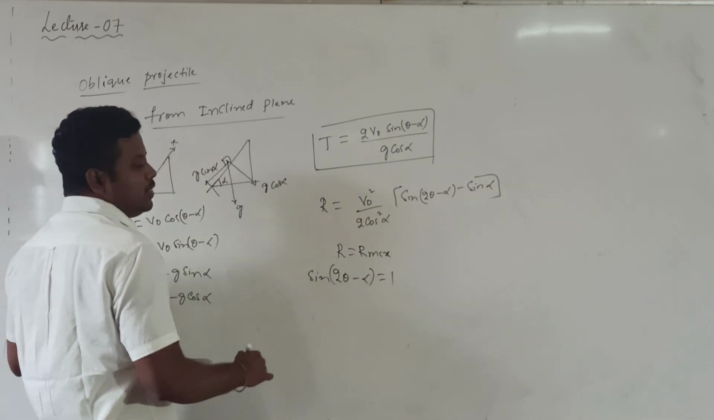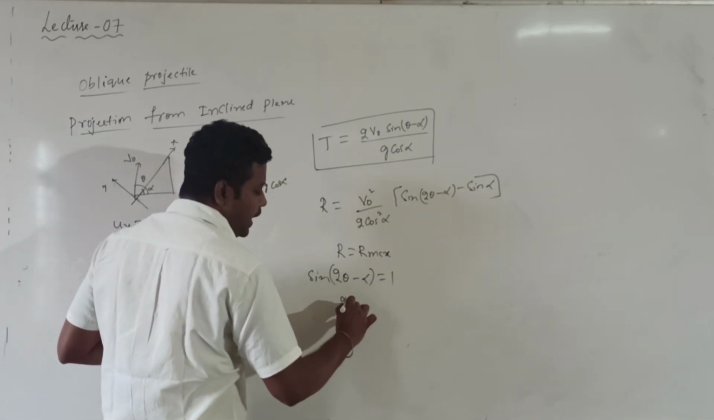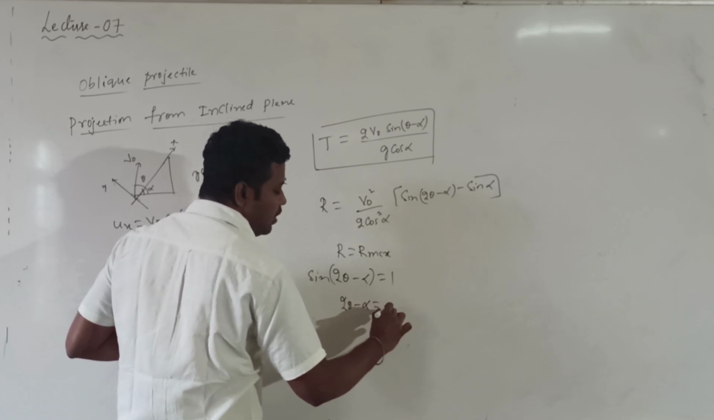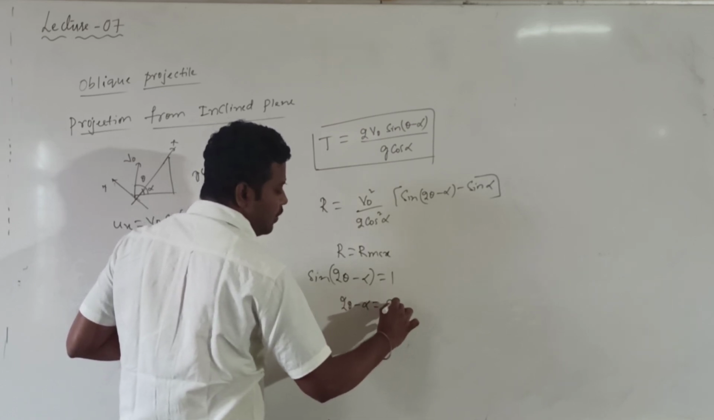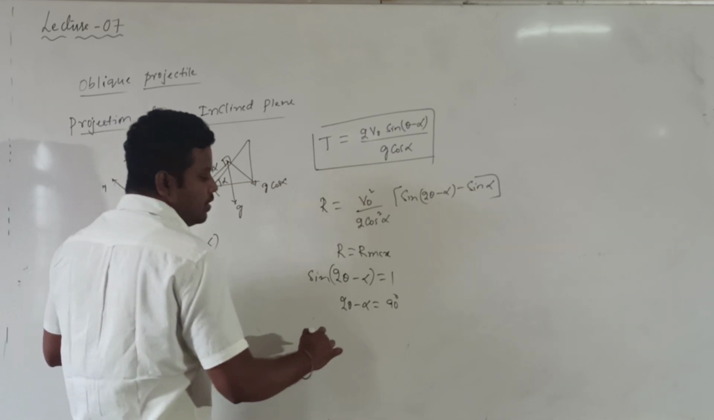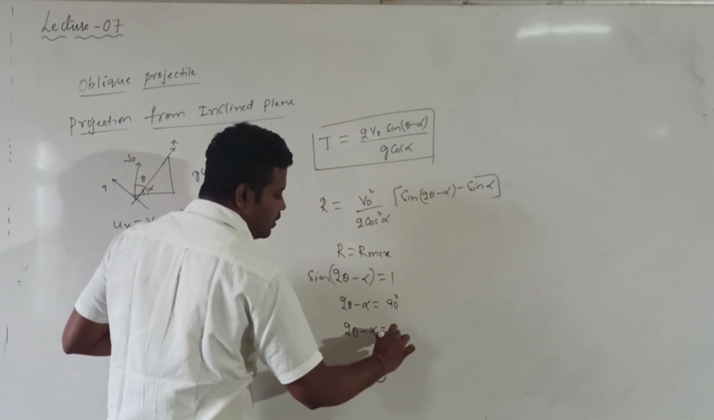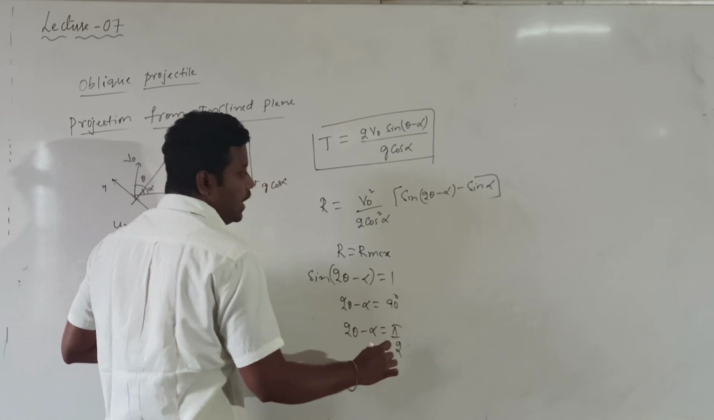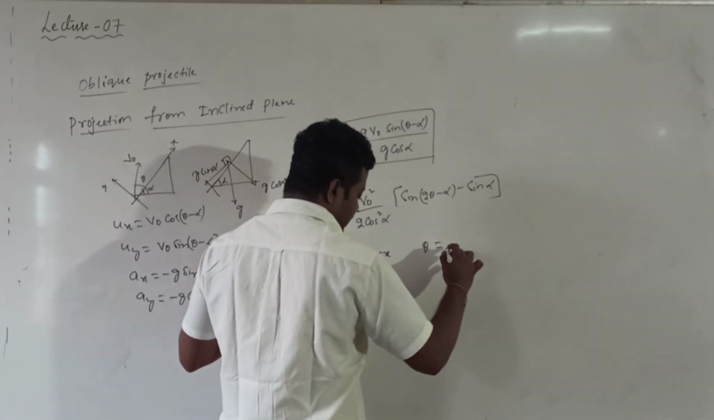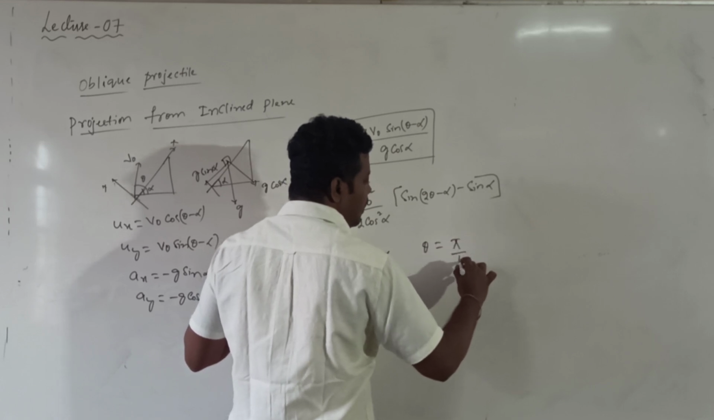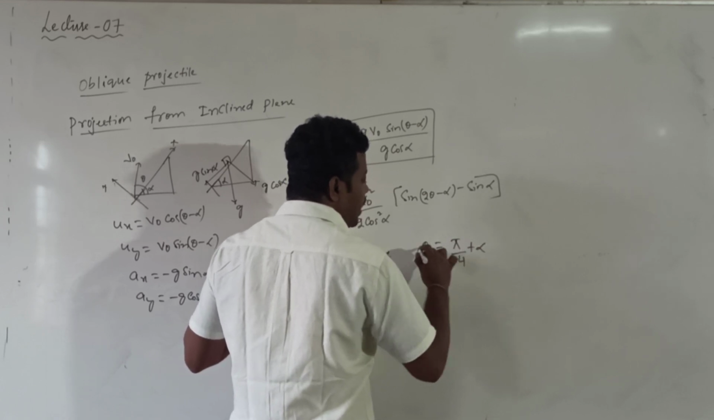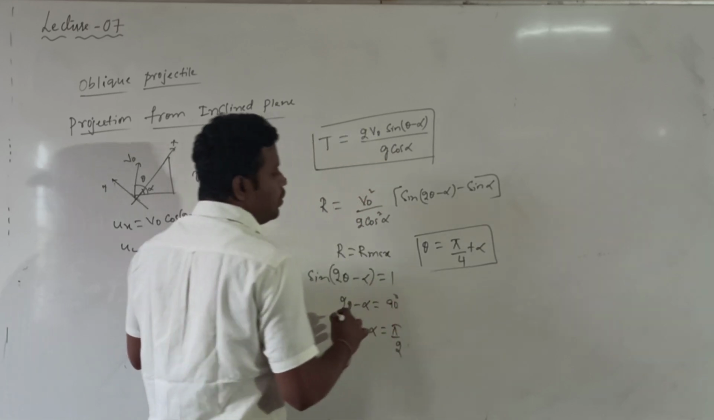When sin(2 theta minus alpha) is equal to 1, what does it mean? 2 theta minus alpha is equal to 90 degrees, that is pi by 2. So theta is equal to pi by 4 plus alpha by 2. Whenever a body is projected with this angle, what happens?